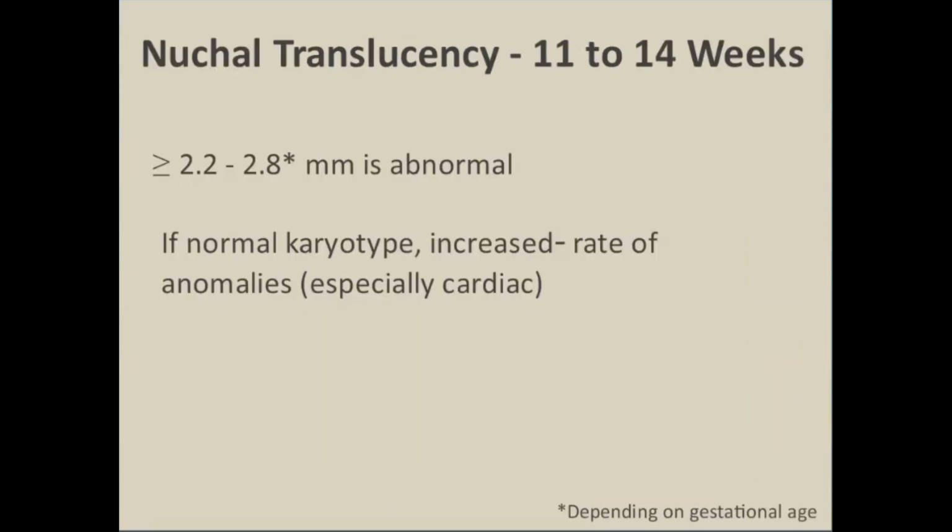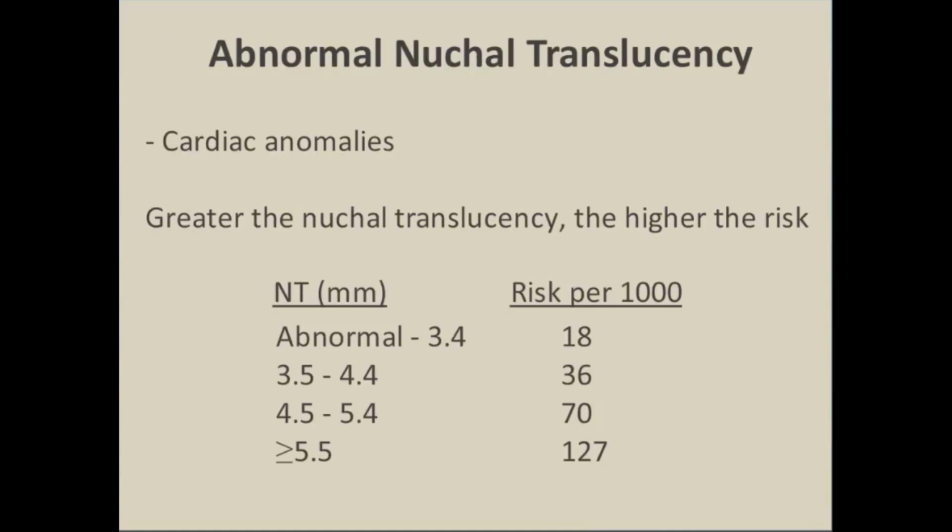If the nuchal translucency is abnormally thickened and the chromosomes prove to be normal, there is still an increased rate of cardiac anomalies as well as other anomalies, and so at this point a careful fetal survey should be performed at 18 weeks gestation. In fact, the greater the thickness of the nuchal translucency, the higher the risk that the fetus has a cardiac anomaly.